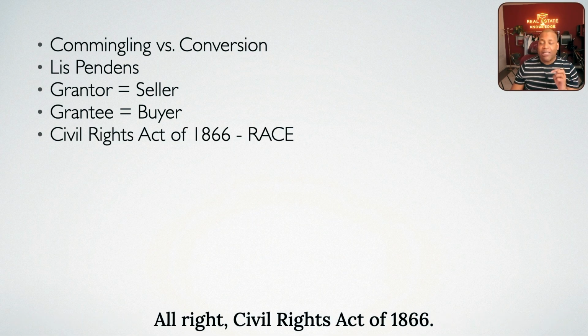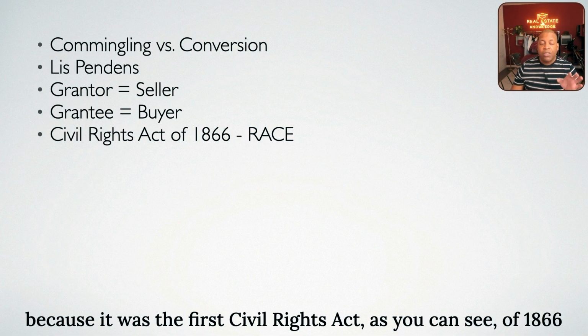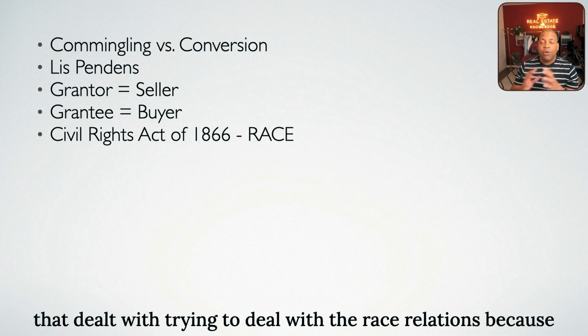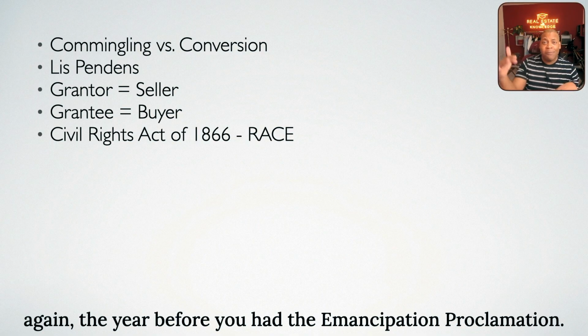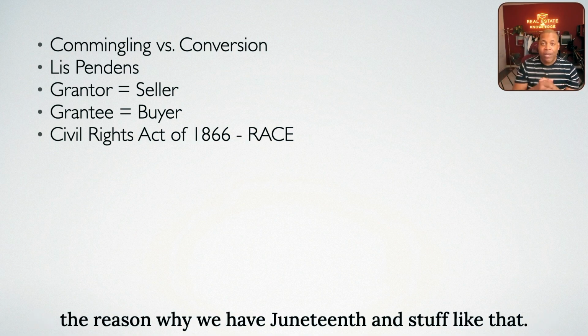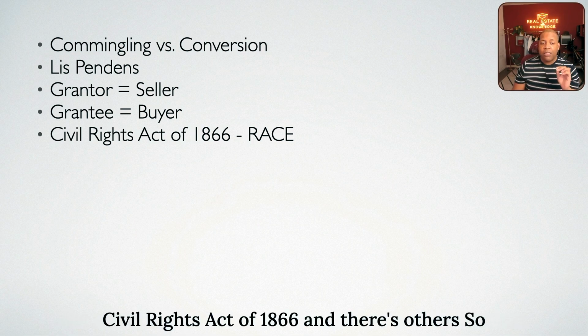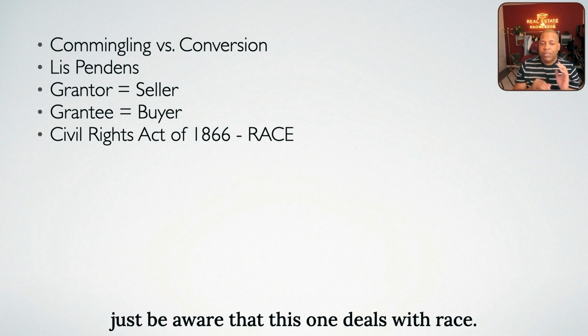All right. Civil Rights Act of 1866. You're pretty much always going to see this one on your exam because it was the first Civil Rights Act. It dealt with race relations, because the year before you had the Emancipation Proclamation, and a lot of the country was not aware that it was passed. That's the reason why we have Juneteenth and things like that. There are other acts, but just be aware that this one deals with race.